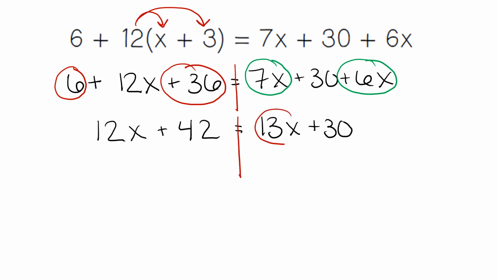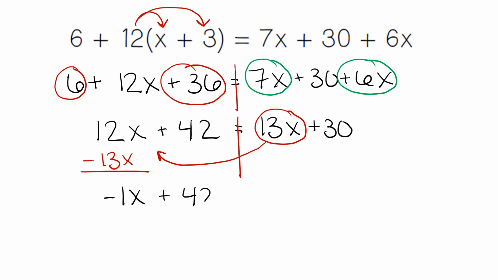Step 3 tells us to move our variable over to the left-hand side. So instead of 13, we do the opposite. We do a minus 13. 12 minus 13 is negative 1. The plus 42 and the plus 30 stay the same.